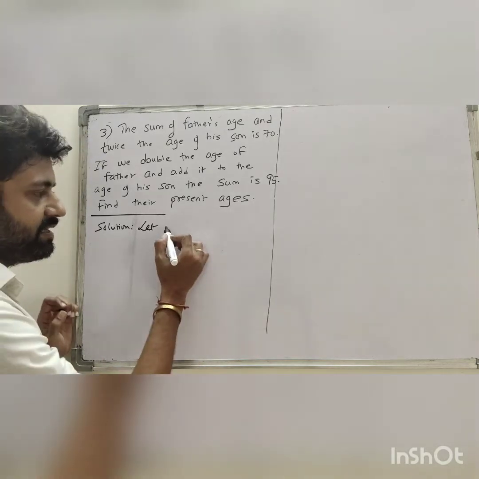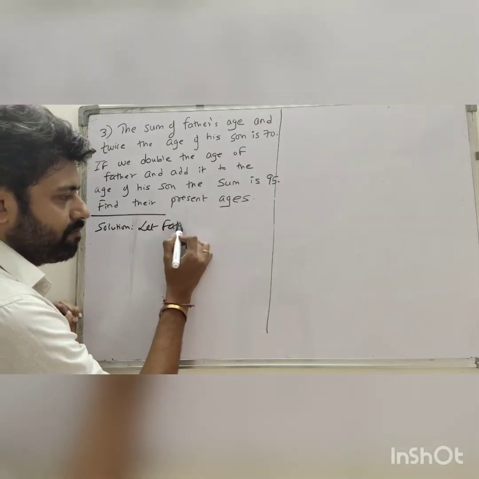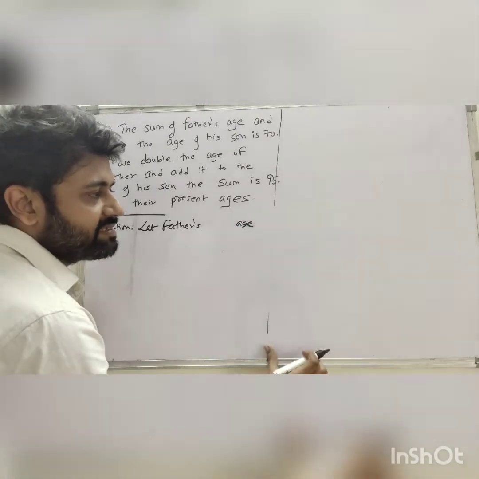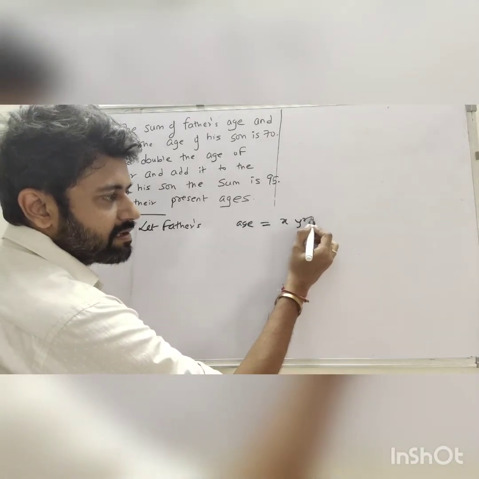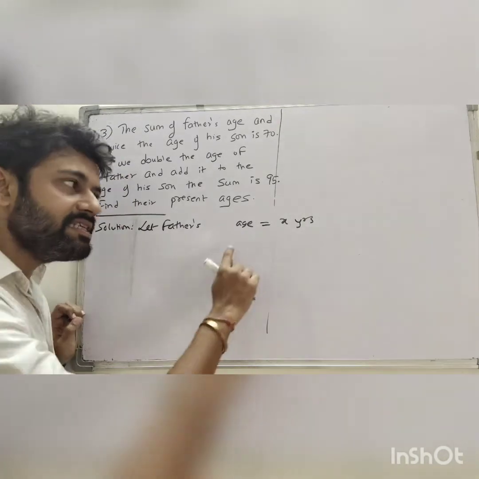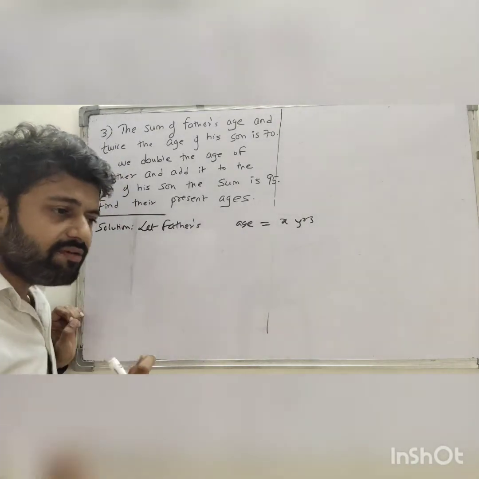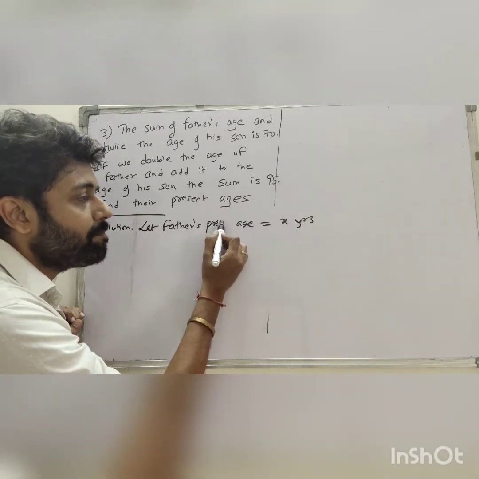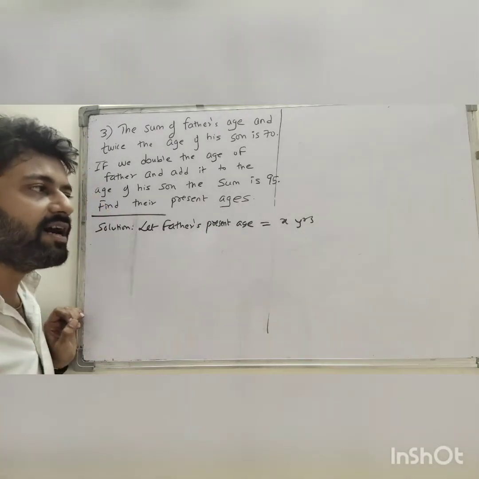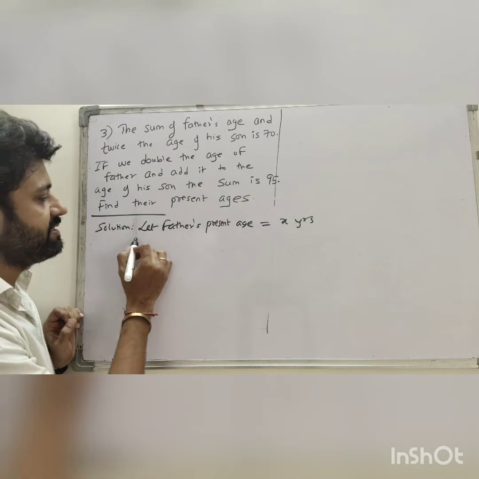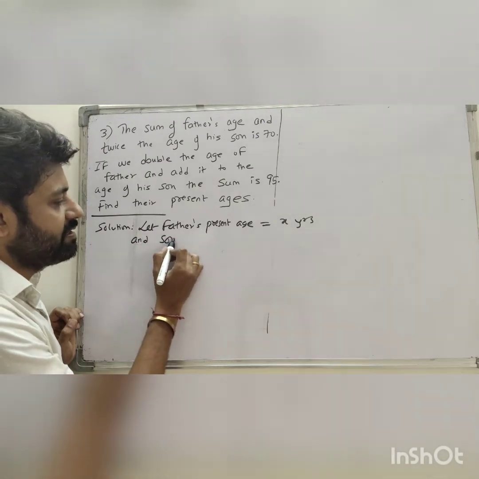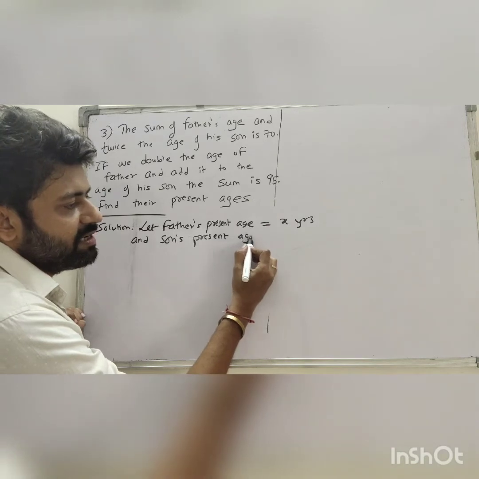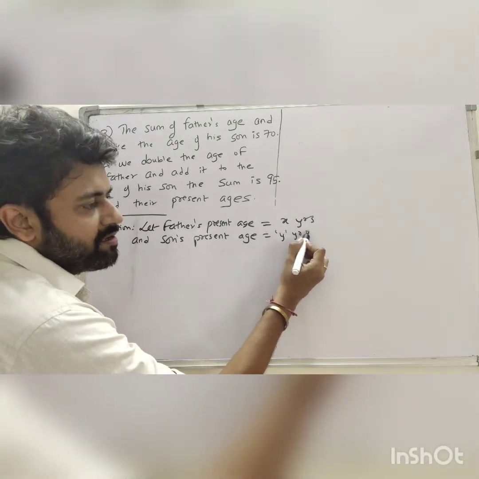Let father's age be x years. Well, Bhavik sir writes is equal to. Whenever you have a sum on age, remember you have to assume present. Let father's present age is equal to x years and son's present age is equal to y years.